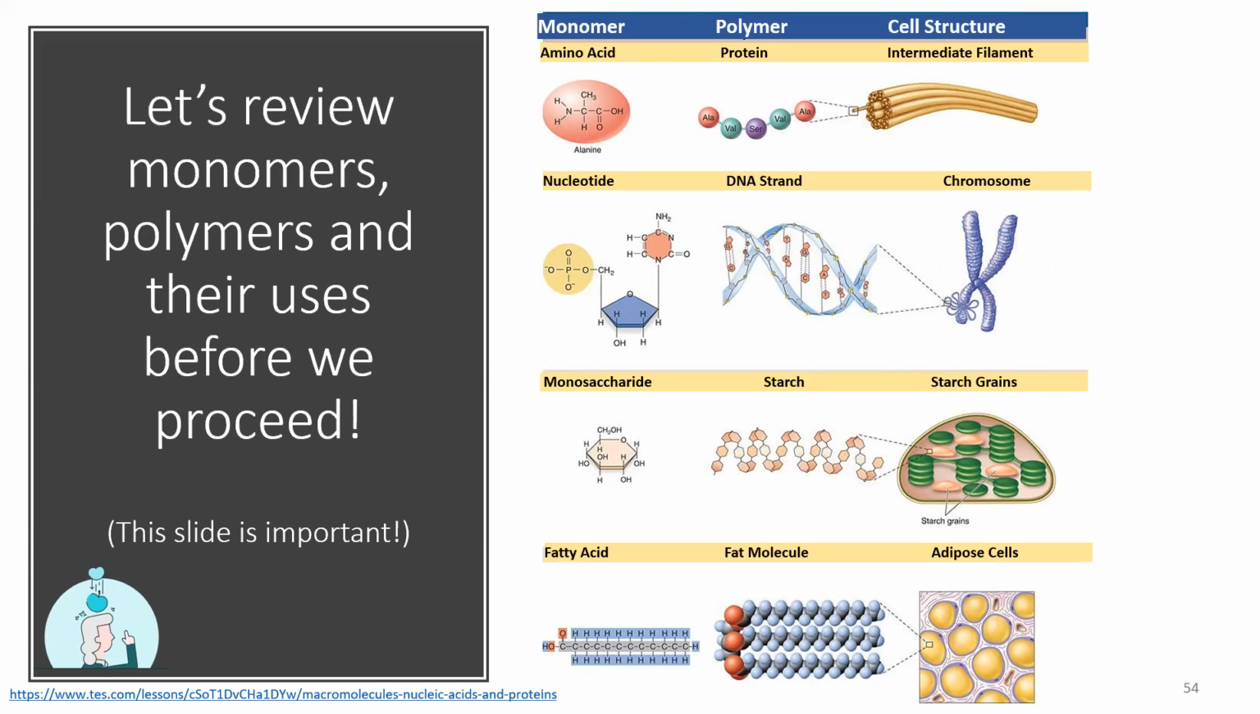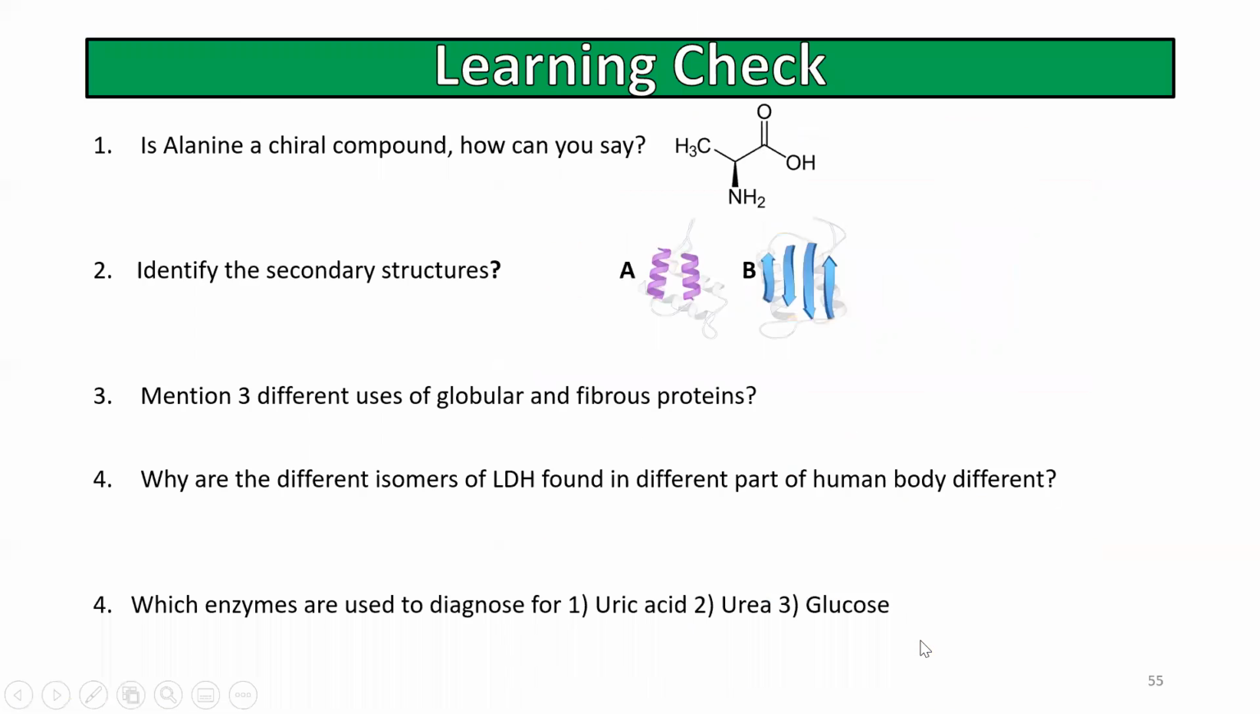So this is all of it put together. Monomer to polymer: nucleotides make DNA, monosaccharides make starch and glycogen, and fatty acids make a fat molecule, which is part of adipose tissue and fats.